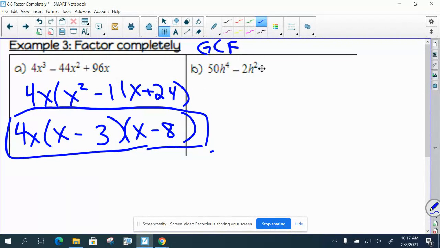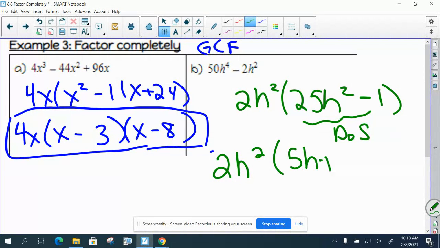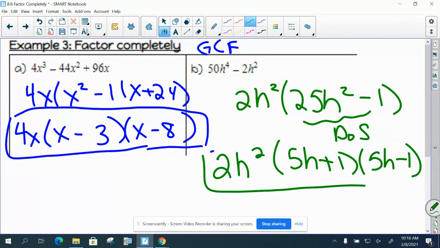For this question, this looks like a difference of squares, but it's not, because the 2 and the 50 are not perfect squares. So what we're going to do first is factor out the GCF of 2h squared. And then we're left with 25h squared, and then here we're left with minus 1. So now this is a difference of squares, so we can factor it. We'll keep the 2h squared. We can factor it as 5h plus 1 times 5h minus 1. And that would be factored completely.